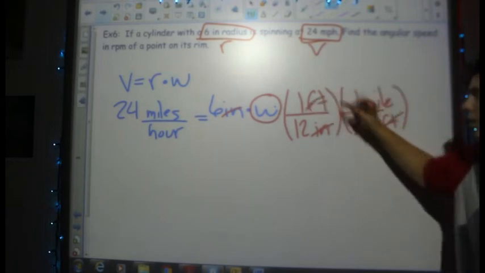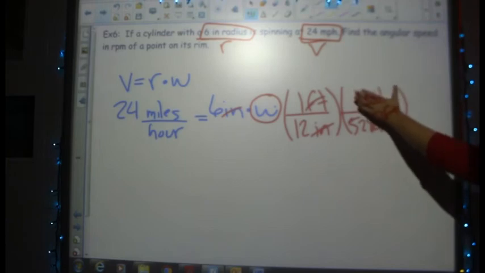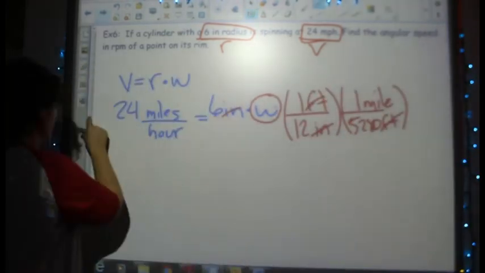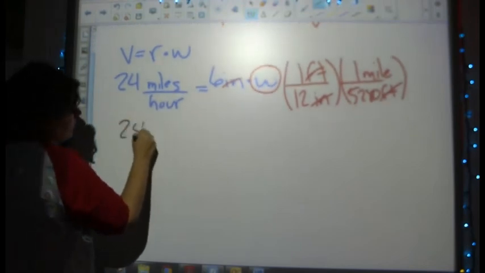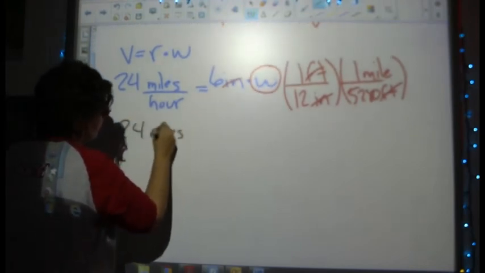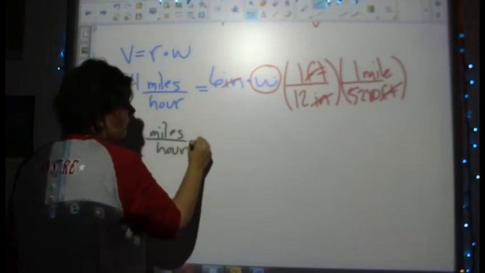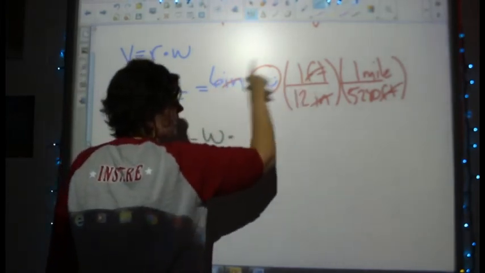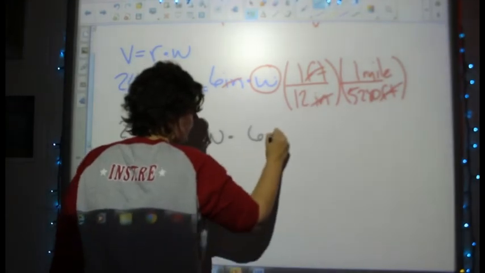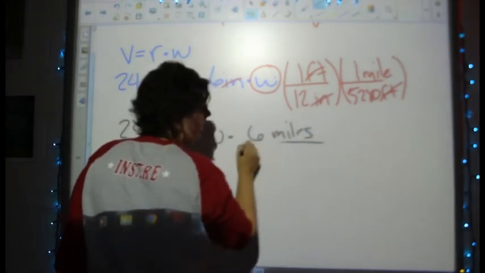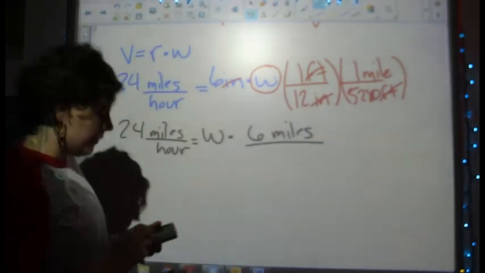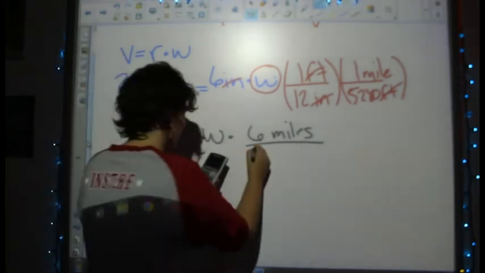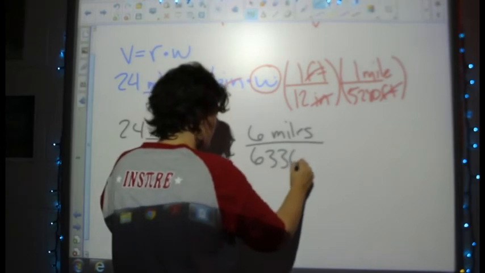Again, the feet cancel, and now I'm in miles. So I can go ahead and say 24 miles per hour equals, I'm going to put the W first just to get it out of the way. On top, I have 6 times 1 times 1, so 6 miles. And on the bottom, I have 12 times 5,280. So 12 times 5,280 gives me 63,360.